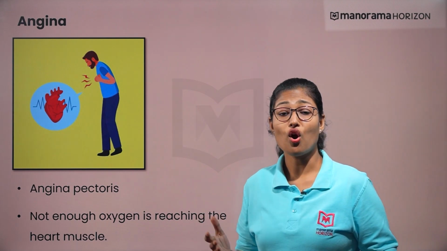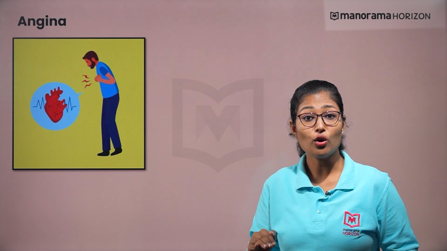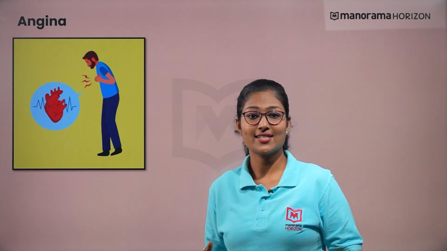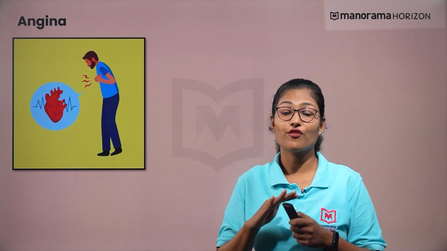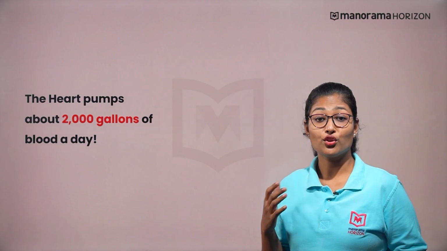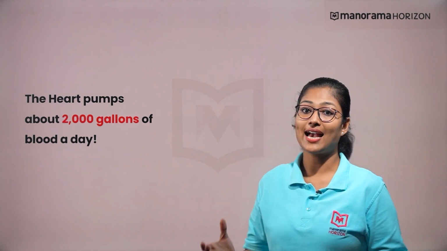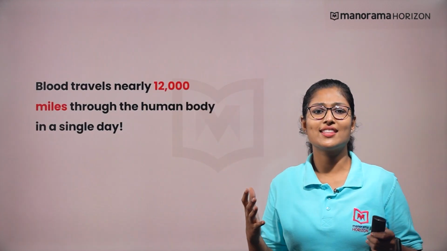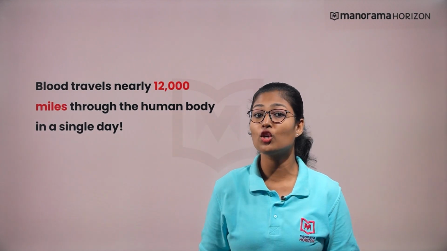Why is there no oxygen content in the heart? This is because of the low blood flow in and towards the heart. And the fact is that this could occur in both males and females of any age. Do you know that the heart pumps about 2000 gallons of blood a day? And it's crazy to think that blood travels nearly 12,000 miles through the human body in a single day.